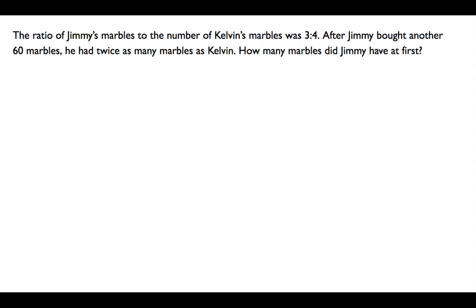The ratio of Jimmy's marbles to the number of Calvin's marbles was 3 to 4. After Jimmy bought another 60 marbles, he had twice as many marbles as Calvin. So how many marbles did Jimmy have at first?